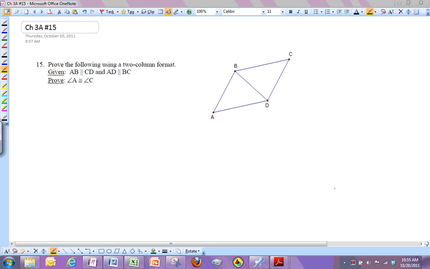Okay, so chapter 3a, number 15, we're told that AB and CD are parallel, and also that AD and BC, the top and bottom, are parallel, and we want to show that A and C have to be the same. Okay, so we're given parallel lines here, and whenever you're given parallel lines, you should start thinking, well, what do parallel lines then turn into? What do they result in?